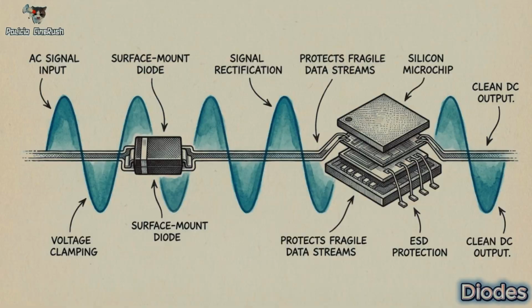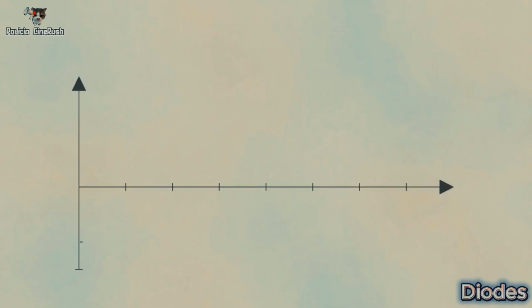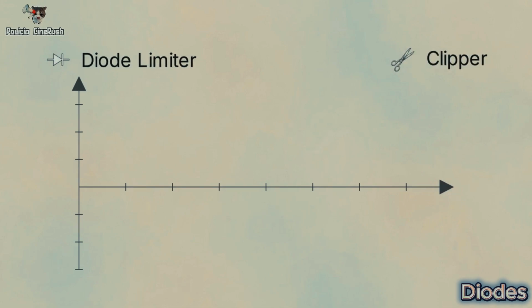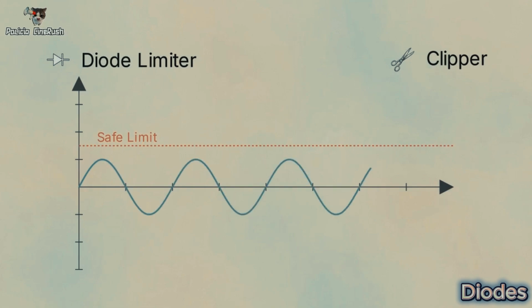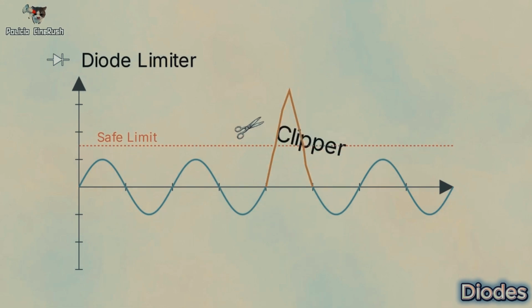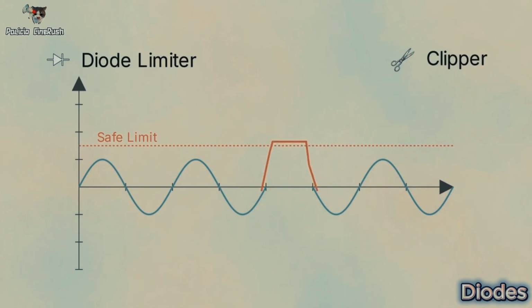One of the most common ways diodes protect these fragile data signals is in a circuit called a diode limiter, which is sometimes called a clipper. A clipper acts exactly like a pair of electrical scissors. If static electricity or interference creates a rogue, oversized voltage spike that threatens a sensitive chip, the diode clipper instantaneously snips off the top of the wave the moment it exceeds a safe, predetermined limit.